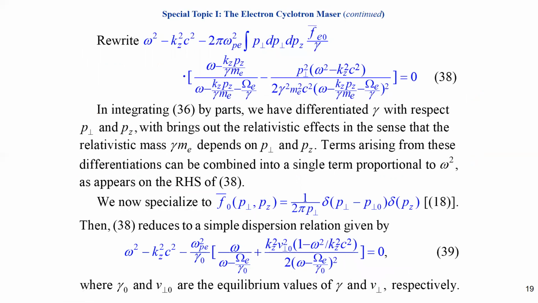Okay, let's rewrite equation 38 here. Integrating 36 by parts, we have differential gamma with respect to p perpendicular and pz, which brings out the relativistic effect in the sense that the relativistic mass gamma m e depends on p perpendicular and pz. Terms arising from these differentials can be combined into a single term proportional to omega squared, as appeared on the right-hand side of equation 38.